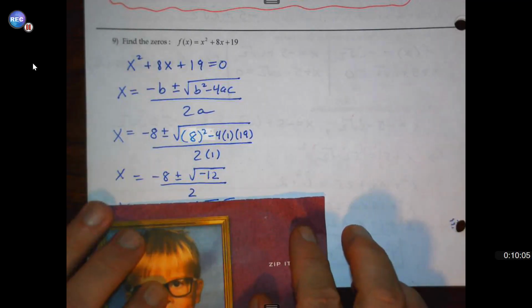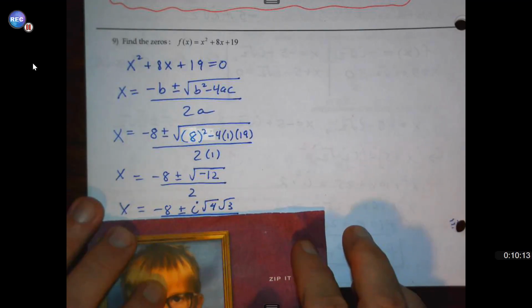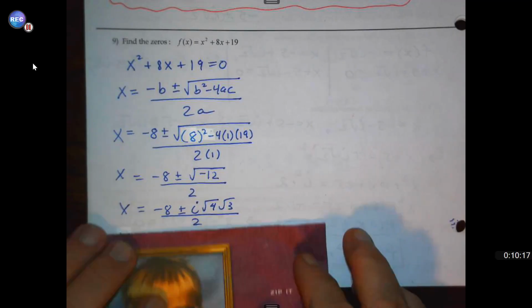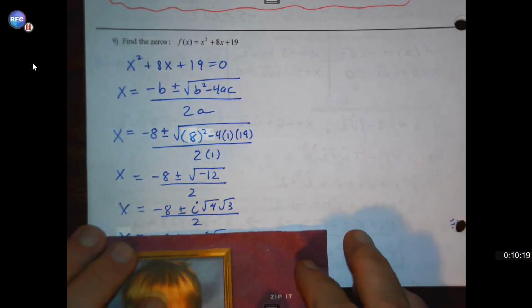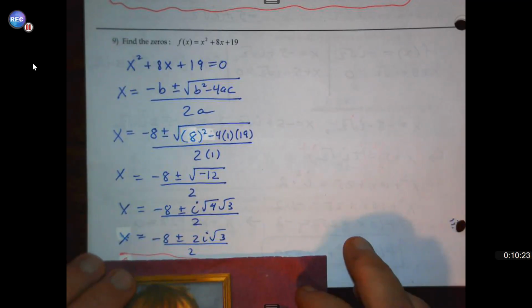Then we're going to simplify that radical. So we have a negative in there, so we're going to get an imaginary out of that. So it's going to become i, and then we could break the 12 down as square root 4 times square root 3, making it look like that. Square root of 4 is 2. So now my problem looks like this.